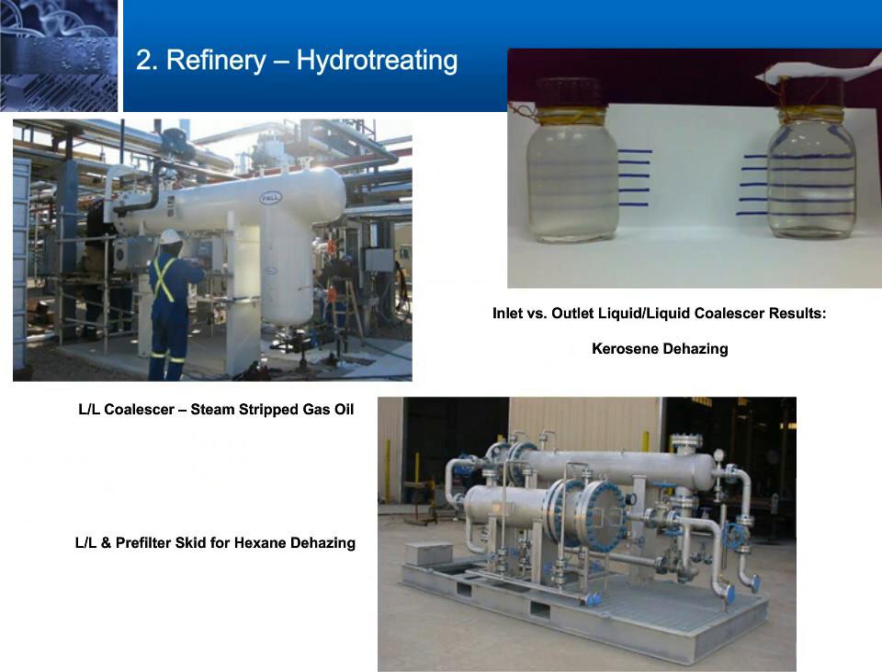Here we can see some examples on a hydrotreating series of applications. On the top right, we can see the actual performance improvement in the quality. We have a hazy kerosene stream showing on the left-hand side of the picture, and a nice clear and bright stream on the right-hand side following coalescence. On the left-hand side, we can see a steam-stripped gas oil coalescer, horizontal orientation, and on the bottom we can see a hexane dehazing coalescer.